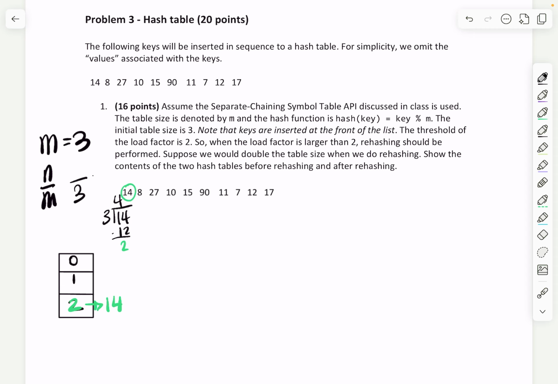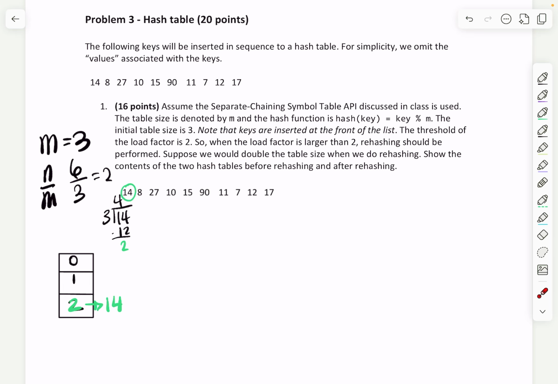If m is 3, in order for you to get 2, n has to be 6. In other words, you resize every time you have double the amount of keys that you have boxes, that you have hashes. So once I have 6 items, then I will resize and make it double. That's going to be 1, 2, 3, 4, 5, 6. So after this one, you're going to resize. And then you're also going to rehash.